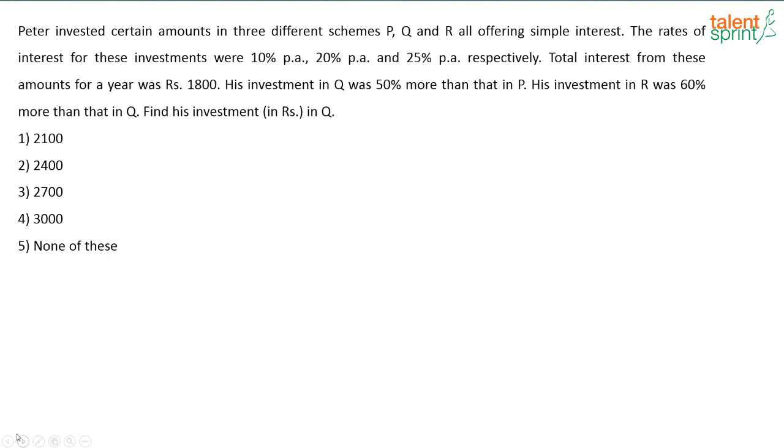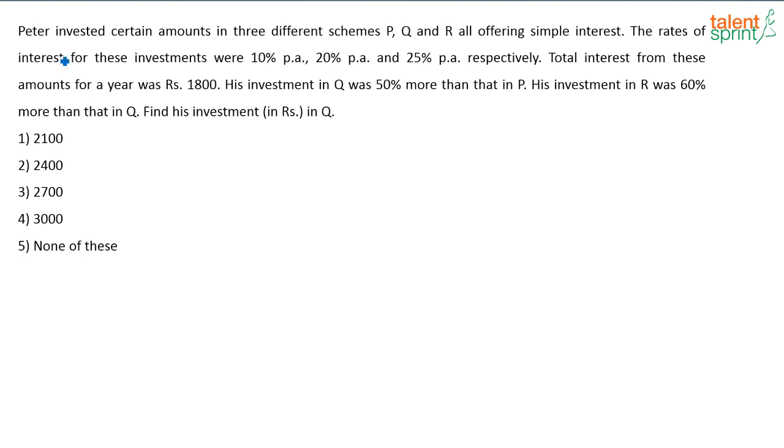Peter invested certain amounts in 3 different schemes, P, Q and R, all offering simple interest. The rates of interest for these investments were 10% per annum, 20% per annum and 25% per annum respectively. The total interest from these amounts for a year was rupees 1,800. His investment in Q was 50% more than that in P. His investment in R was 60% more than that in Q. Find his investment in Q.